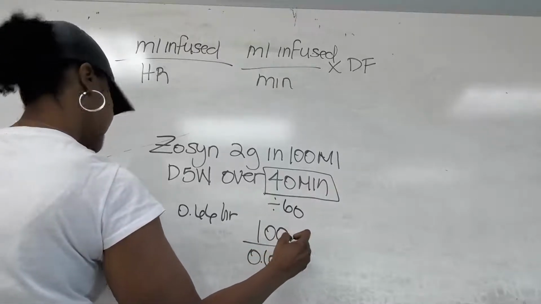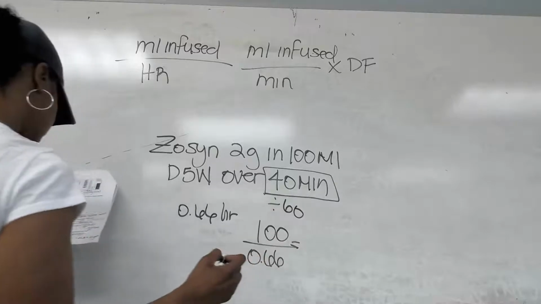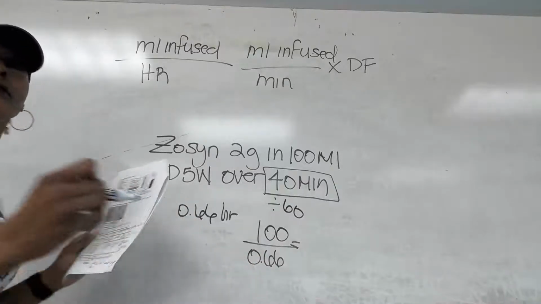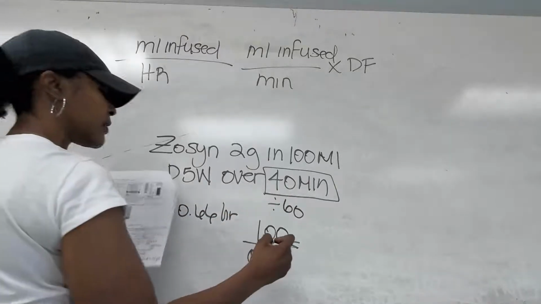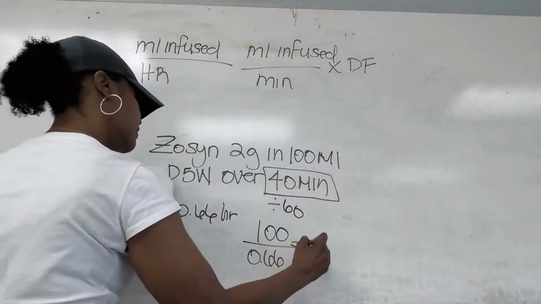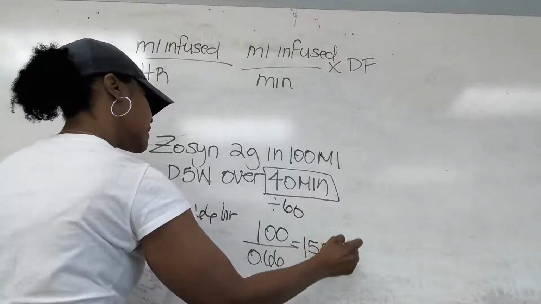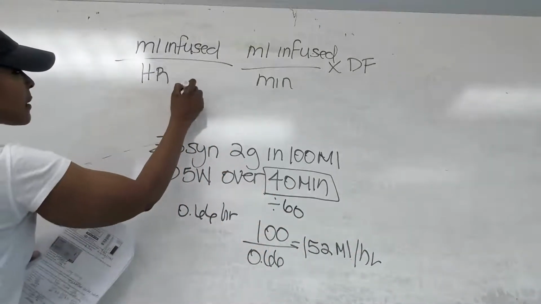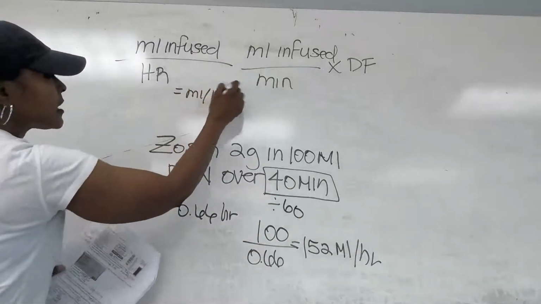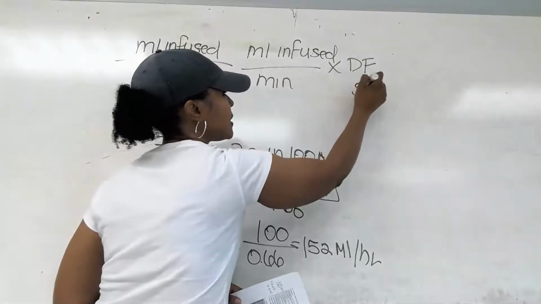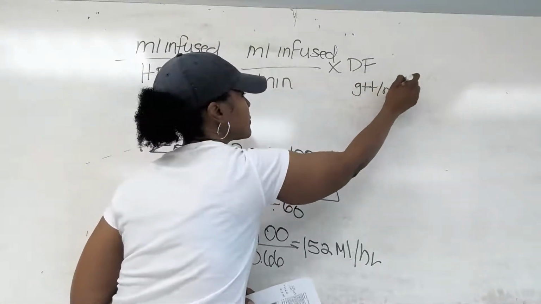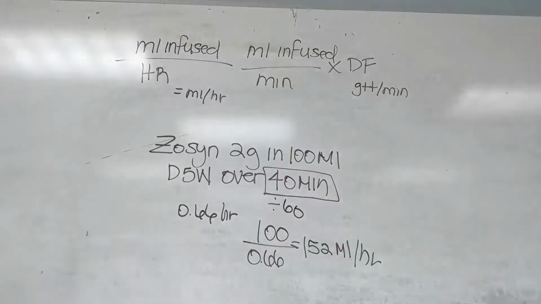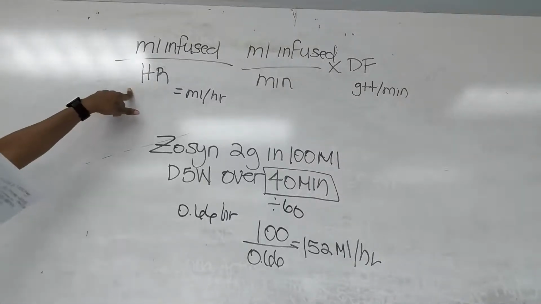Okay, and that gives us 151.5. We rounded to the nearest whole number, 152 milliliters per hour. So remember, this one is going to come out in milliliters per hour, and this one comes out in GTT per minute. All right, so if they're asking you milliliters per hour, you're going to use this one.